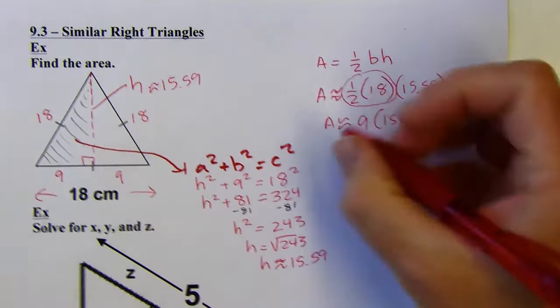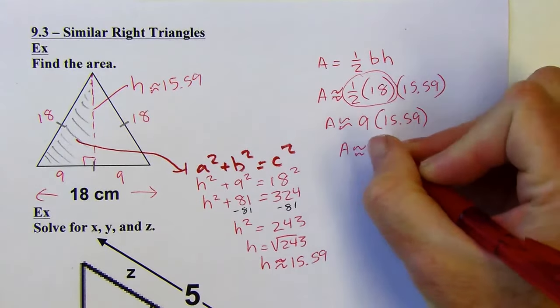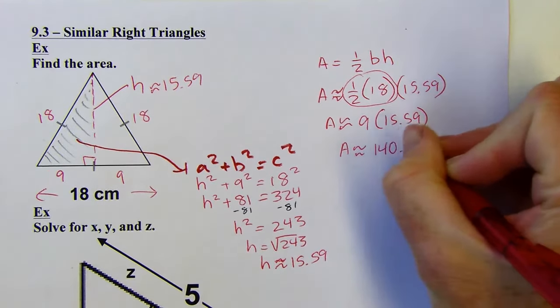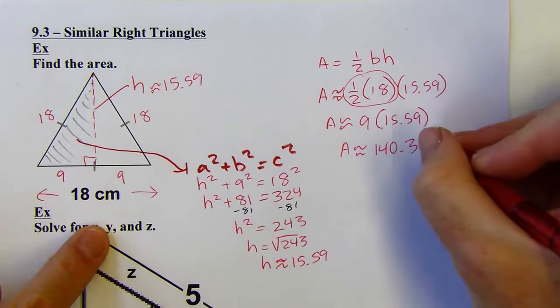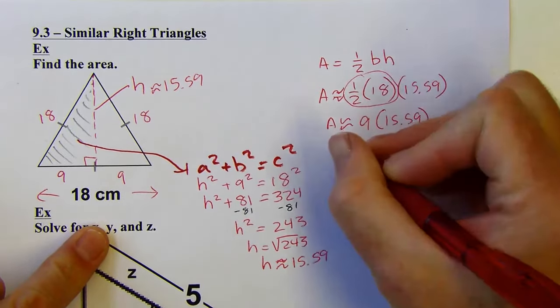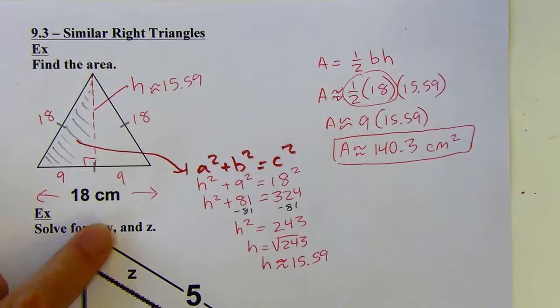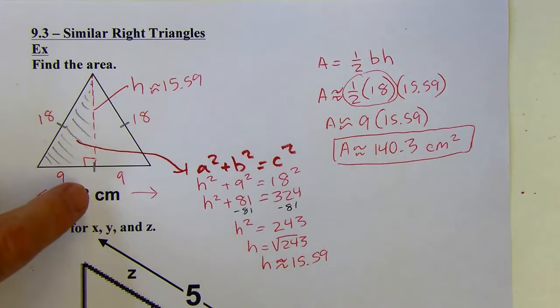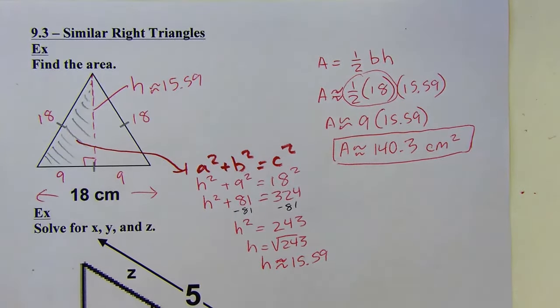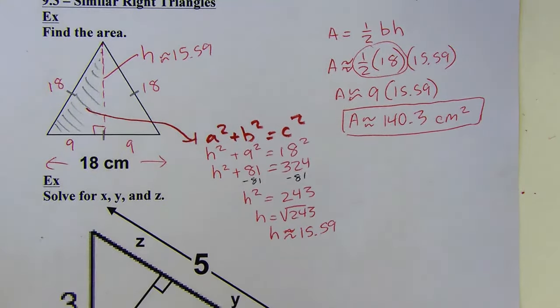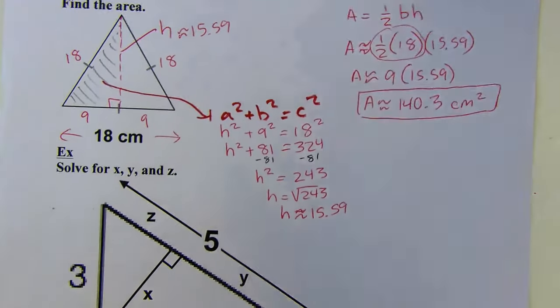So my area is going to be about 140.3, and I know the units, they're centimeters, and since it is area, it's square centimeters. So there we go. Okay. So you cut the triangle in half, use Pythagorean theorem to find the height, and then you can do the area formula, okay?